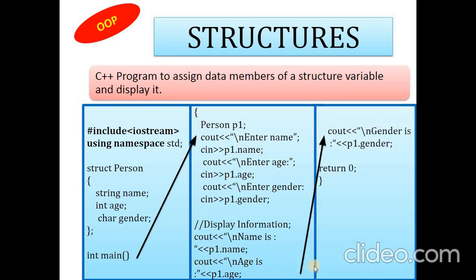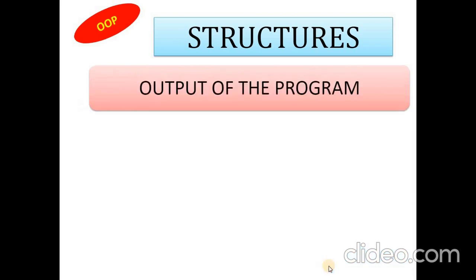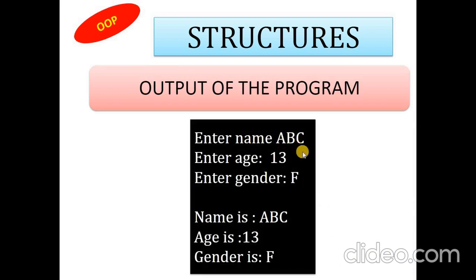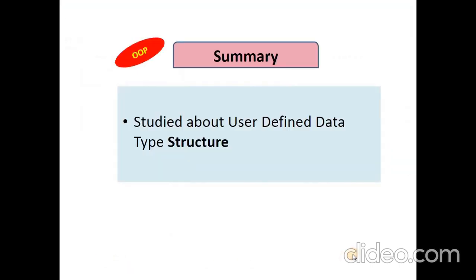So this is how you make use of a structure variable. I hope you have understood, and after this you can see that if I enter the name as ABC, 13 and F, it will show me name is ABC, age is 13, gender is F. So today we have seen about this user-defined data type, structure.